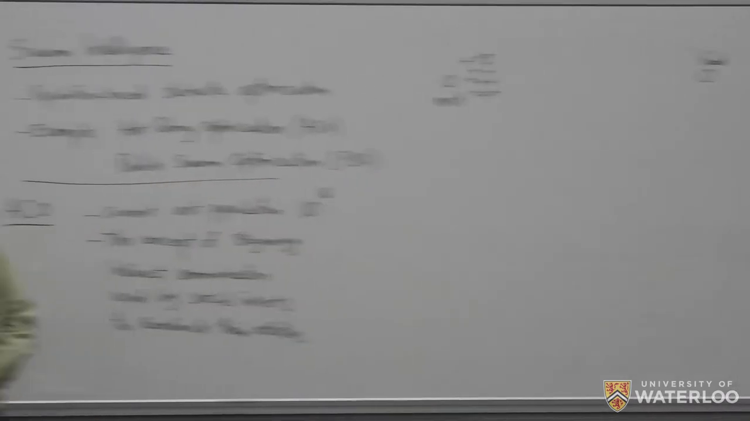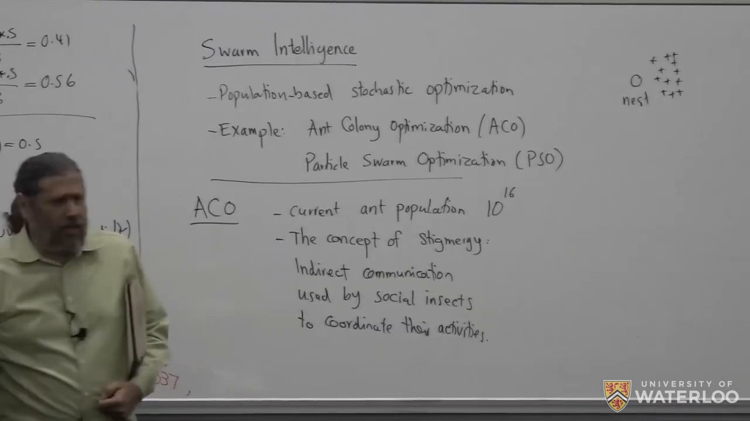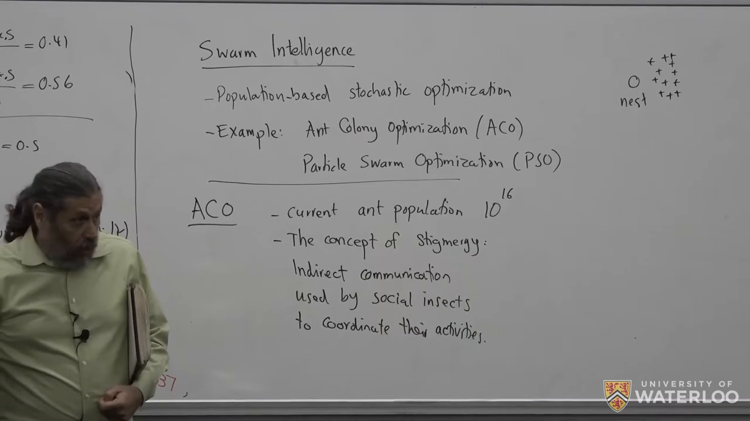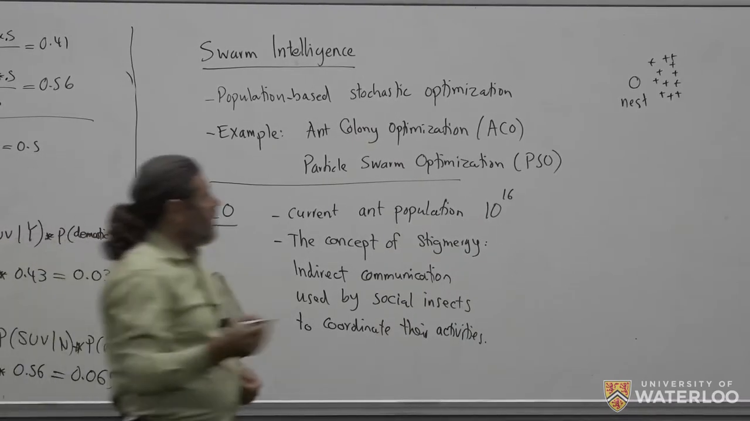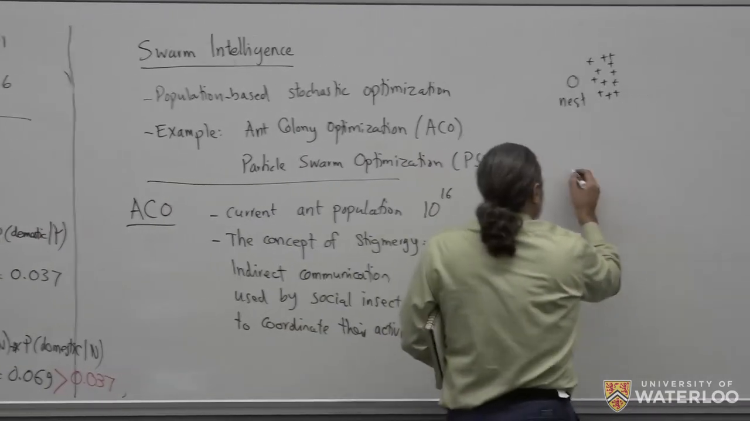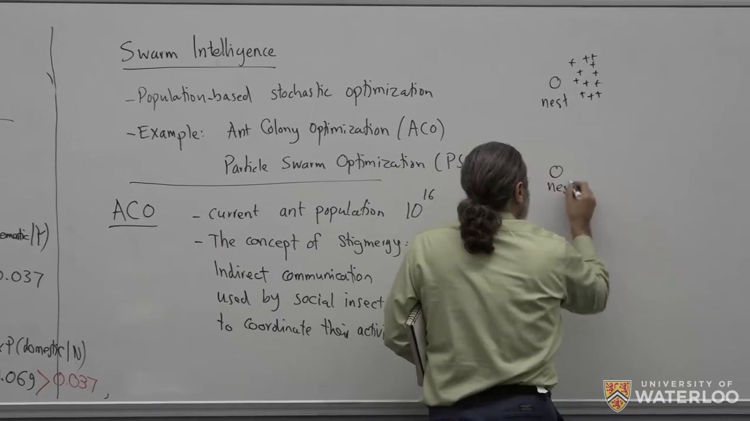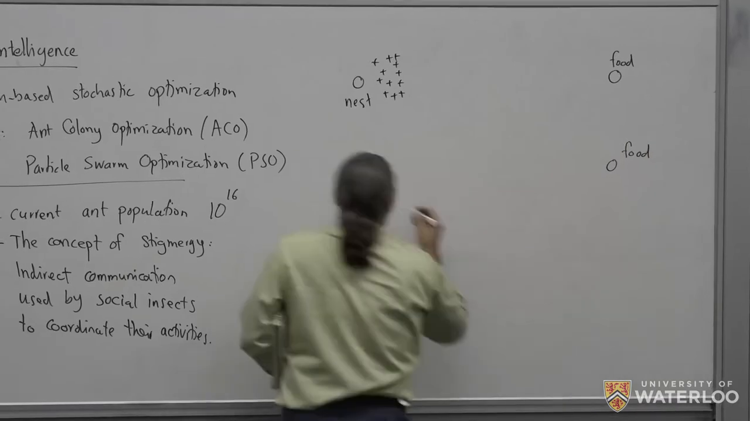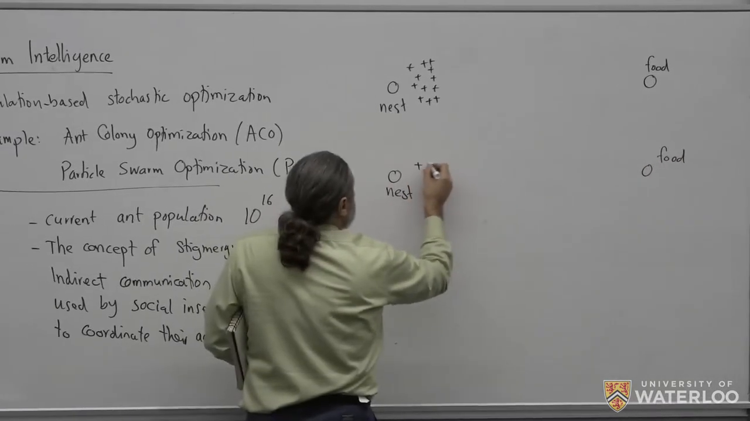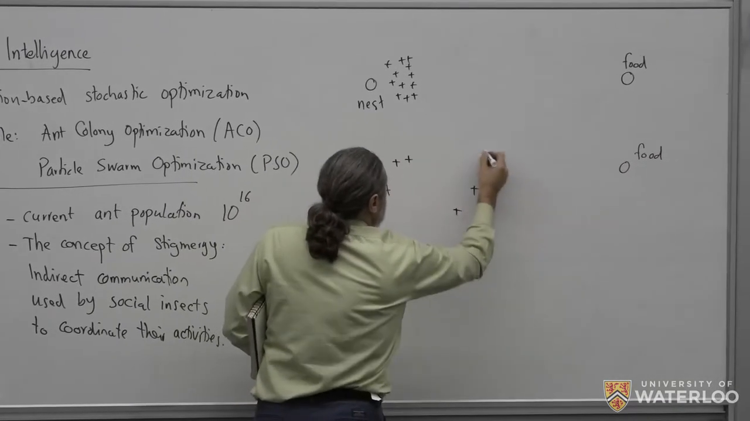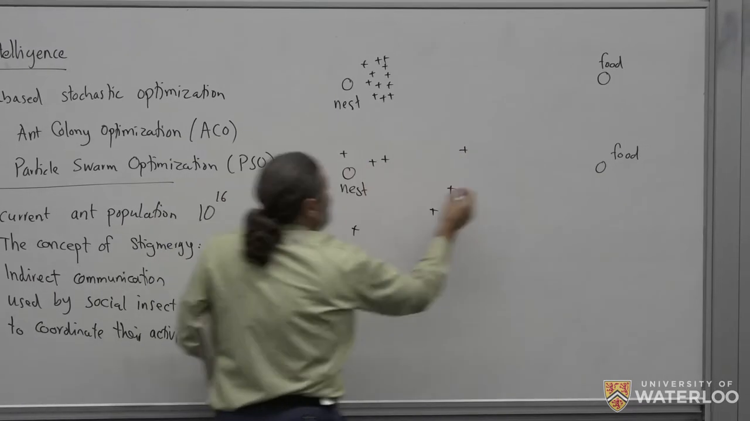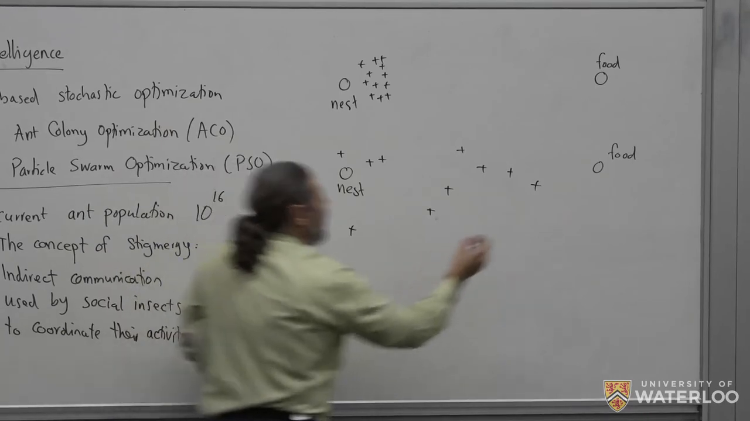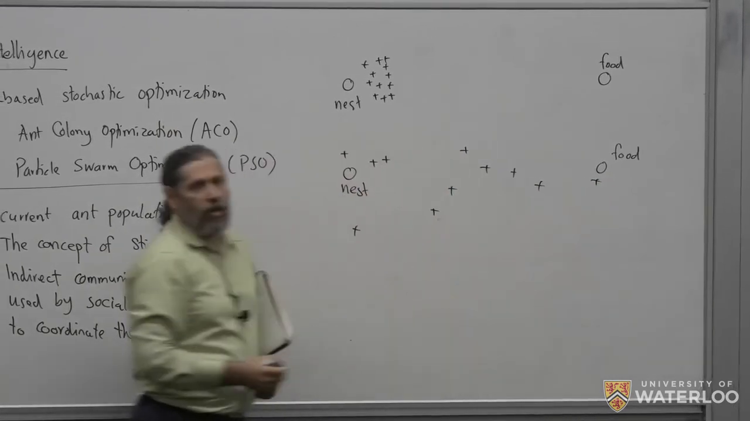And how do they find the food? Probably some of it is reinforcement learning, trial and error. Explore and then exploit. And then you would see that they will go around. So if you look at them, maybe after 10 minutes, you would see something like this. And maybe one of them had made it to the food, maybe.